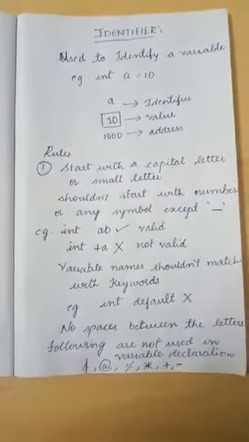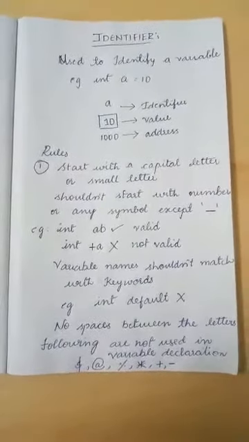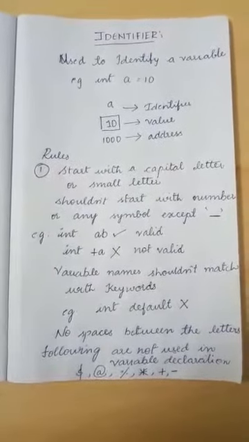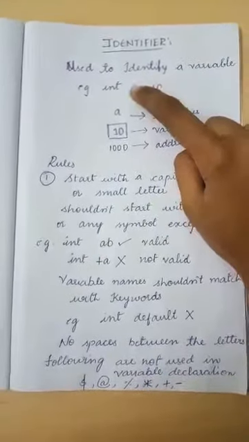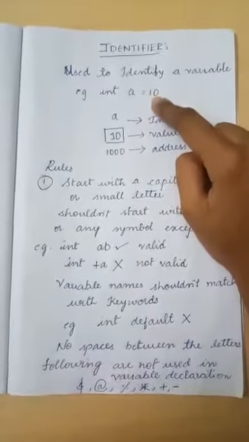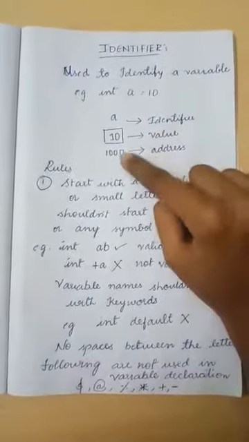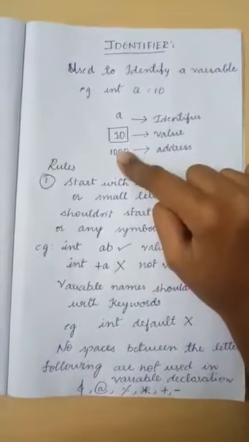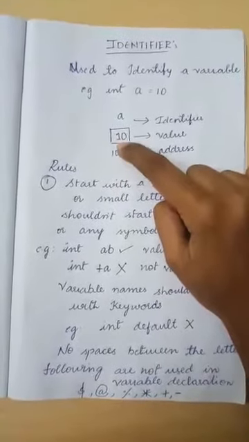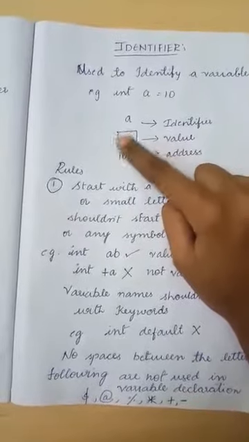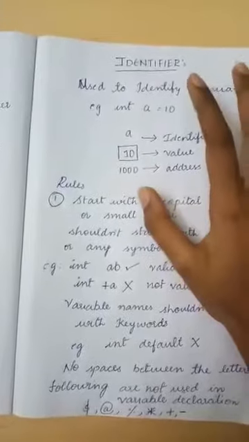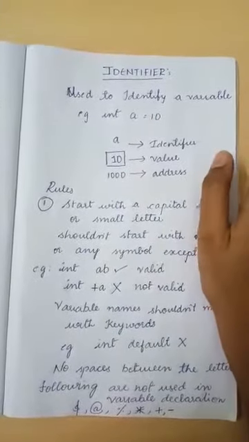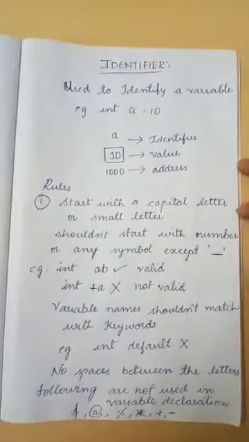What is an identifier? Generally, identifiers are used to identify a variable, or to name a variable. For example, here int a is equal to 10. a is a variable and 10 is a value, and an address is allocated for this value. That means the value 10 is stored in a memory location and it is named with an identifier known as a. Identifiers are used to identify or define a variable.